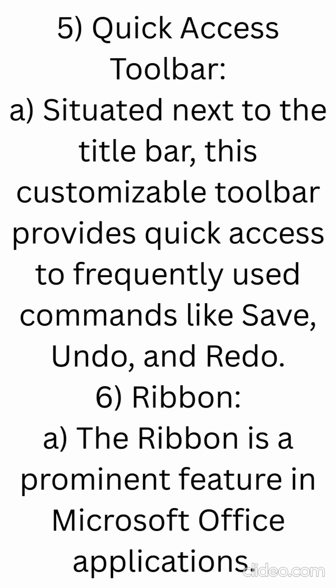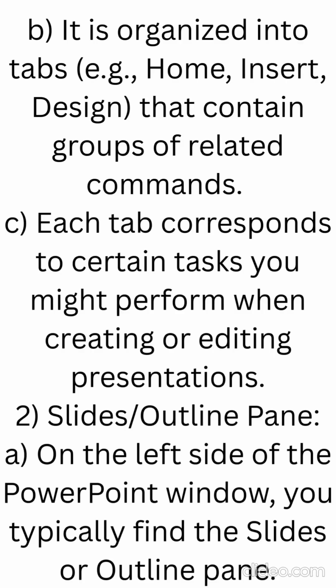Sixth point, ribbon. Point A, the ribbon is a prominent feature in Microsoft Office applications. Point B, it is organized into tabs, for example Home, Insert, Design, that contain groups of related commands. Point C, each tab corresponds to certain tasks you might perform when creating or editing presentations.